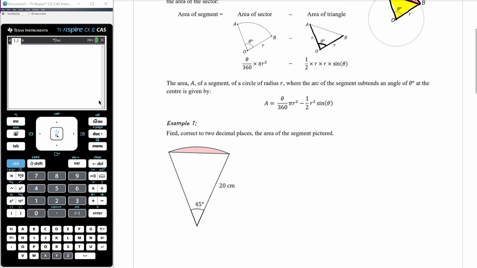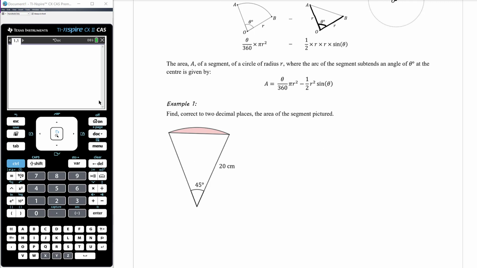Okay, so let's have a look at example 1. Find, correct to two decimal places, the area of the segment pictured. Okay, so the first thing we need to do is calculate the area of the total sector. So we know the area of the segment is the area of the sector minus, and let's do this one in blue, minus the area of the triangle.